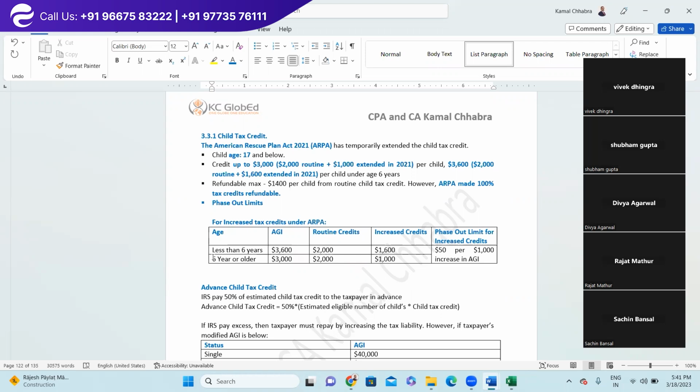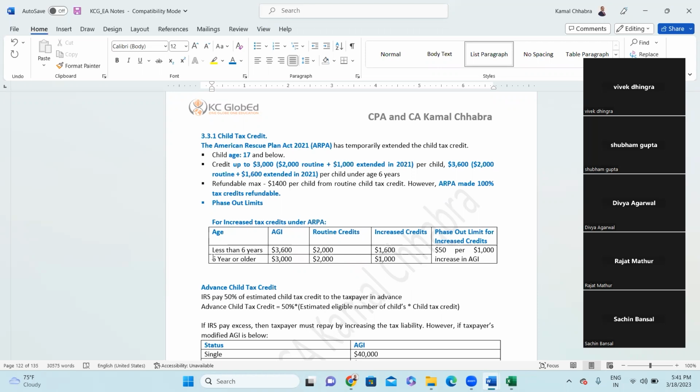Make sense? Yes. Now, for the increased tax credit under the American Rescue Plan Act 2021: if age is less than 6 years, it is $3,600, the routine was $2,000, and the increased limit was $1,600. For 6 years or more, it is $3,000, the earlier limit was $2,000, and the extension was $1,000. And there is a phase-out of the increased credit: $50 per $1,000 increase in AGI. So if the AGI keeps increasing, every $1,000 addition to income will keep reducing the child tax credit amount by $50. Any doubt?